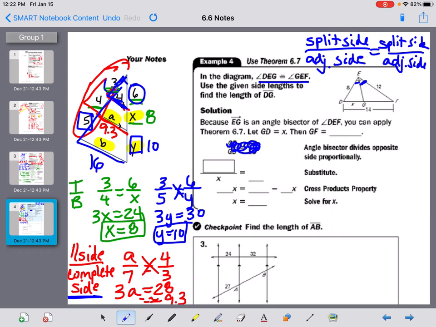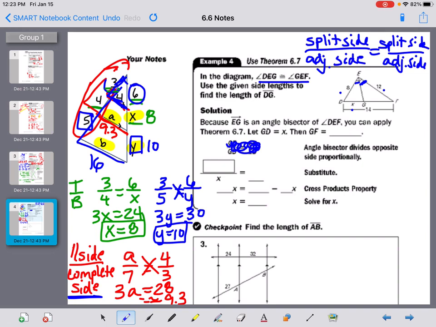Okay, I do have a problem that they gave me sides of 8 and 12, and the whole side down here is 14, and they called this side x. What can I call the other side of the split?